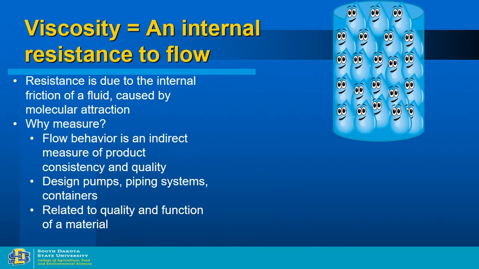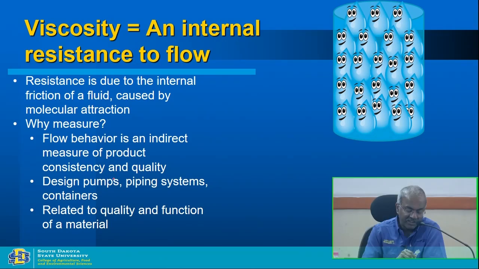What do you want to measure? It's an indirect measure of the product itself. It's important that we want to know the viscosity of a fluid, primarily to understand the product itself and product consistency and quality. This kind of information is also very important when you are designing pumps, piping systems and containers.